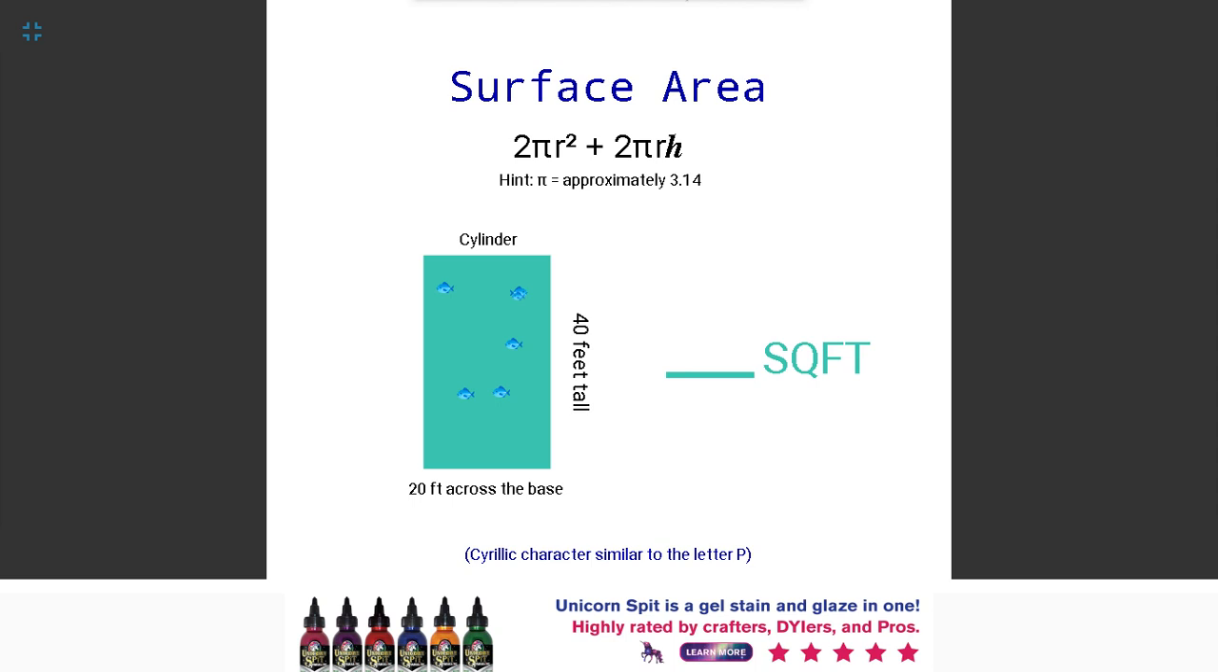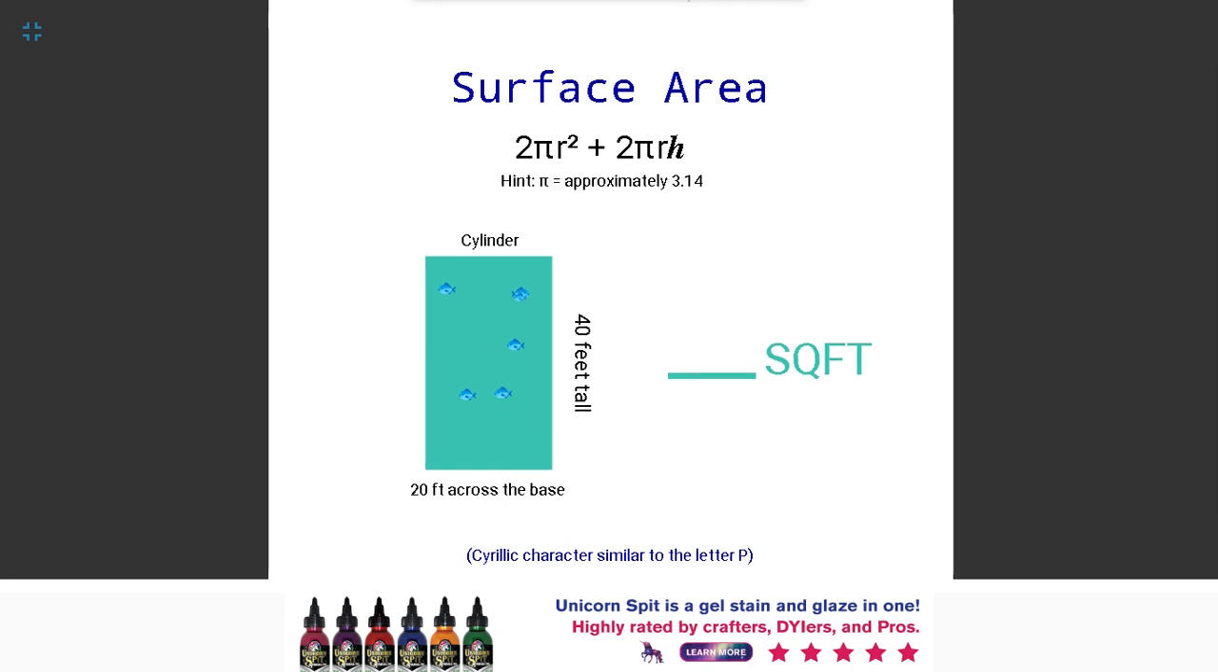So we have to multiply 2 times pi and the radius with the same number repeated twice, and do the same this time with only one radius number and the height. Okay, so let's begin.